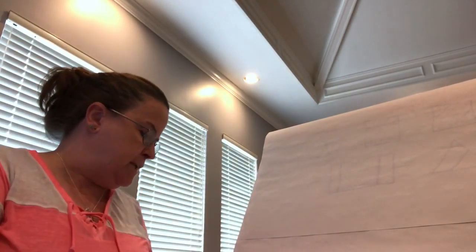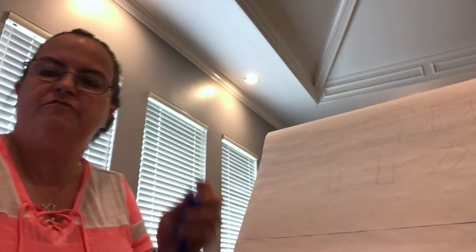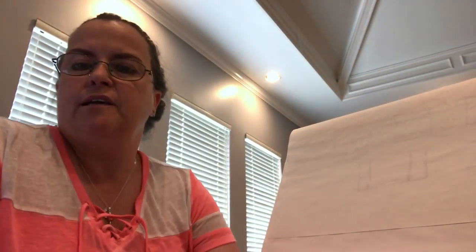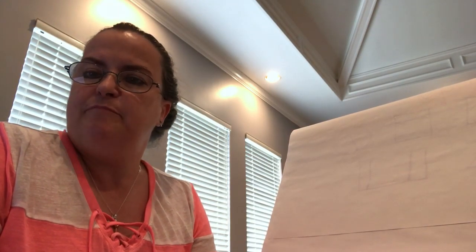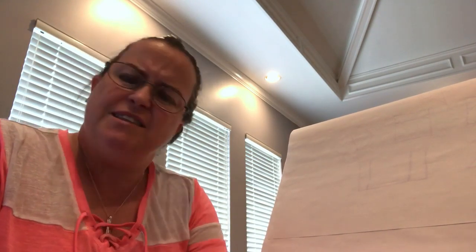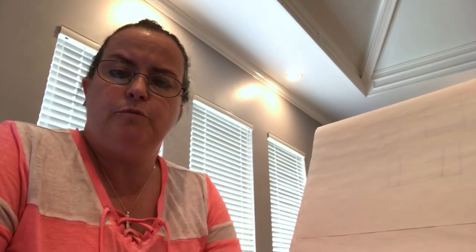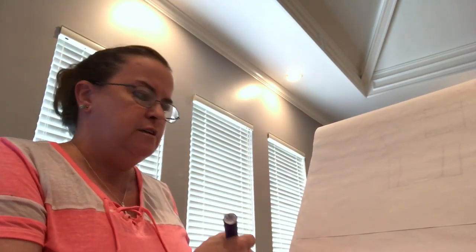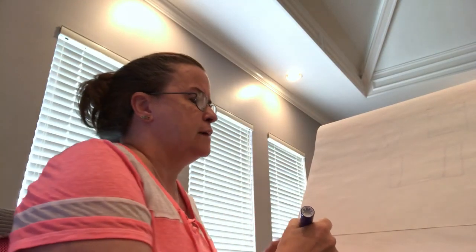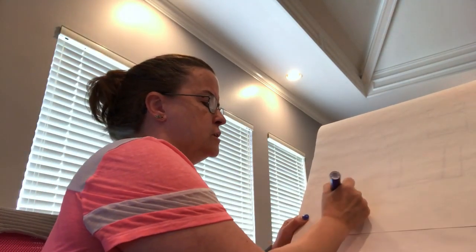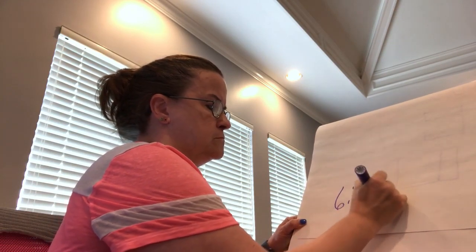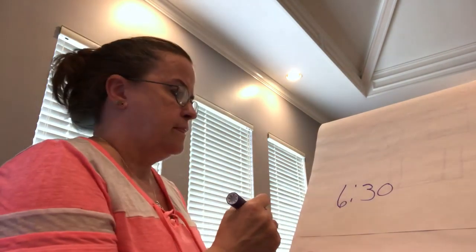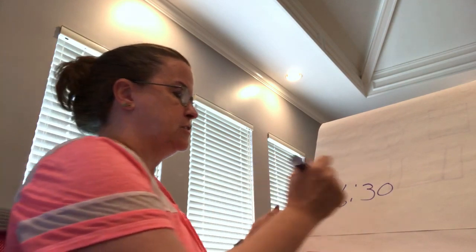For instance, you might hear a parent say, we have to be there at 3:30 to be on time for the party, or my appointment's at 4:30. So these are different things that can help you with telling time to the half hour. And when we're telling time to the half hour, it's going to look like this when it's written. For example, 6:30.